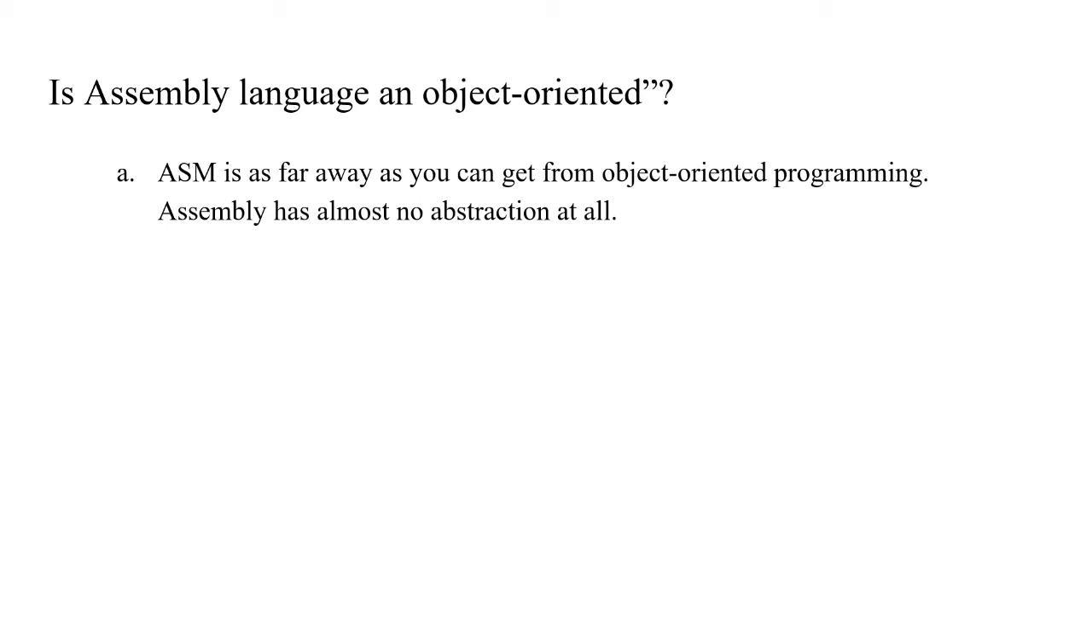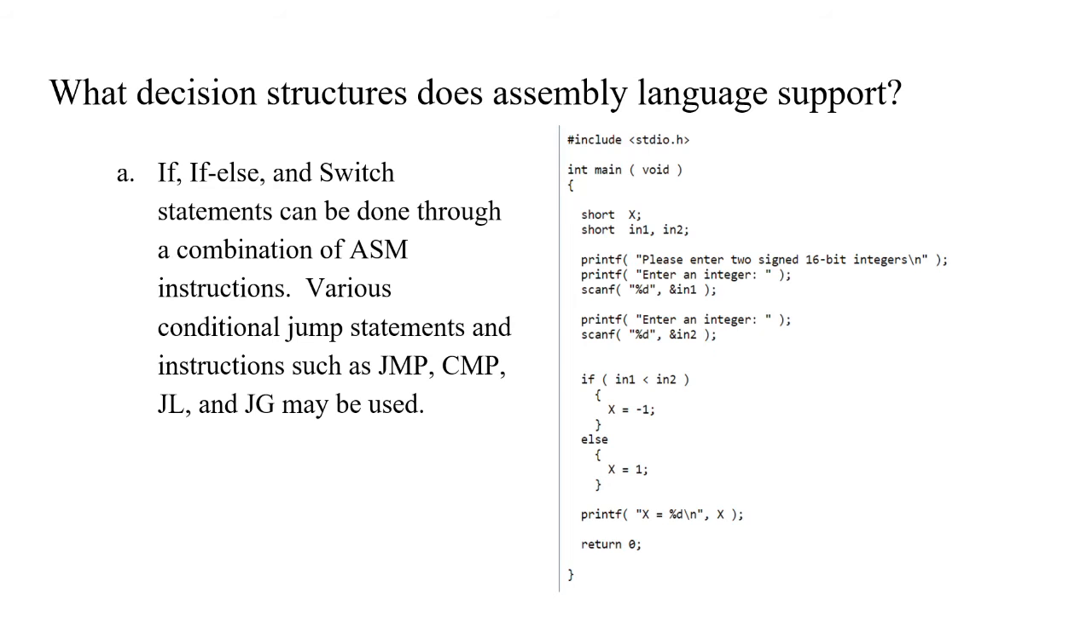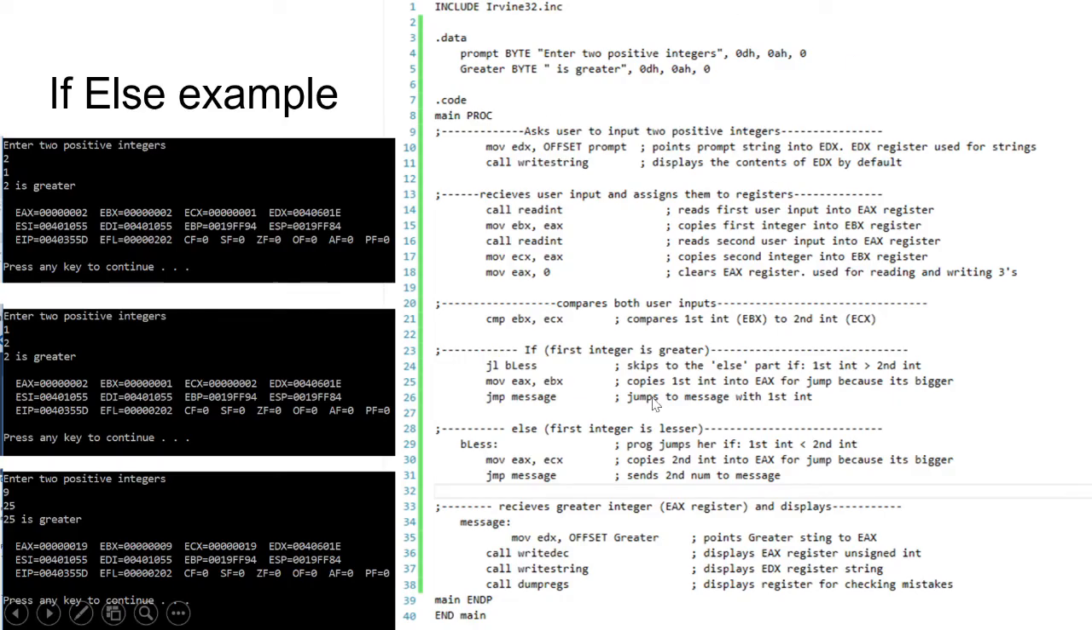Assembly language is not an object-oriented language. It just doesn't work that way. Assembly language does support if, else, and switch statements. These can be done through a combination of instructions such as the jump instruction, the compare instruction, jump less, jump greater. So here we have an example of an if-else program in C. We're all pretty familiar with this. We've been working with it all semester. And this would be the equivalent in assembly language.